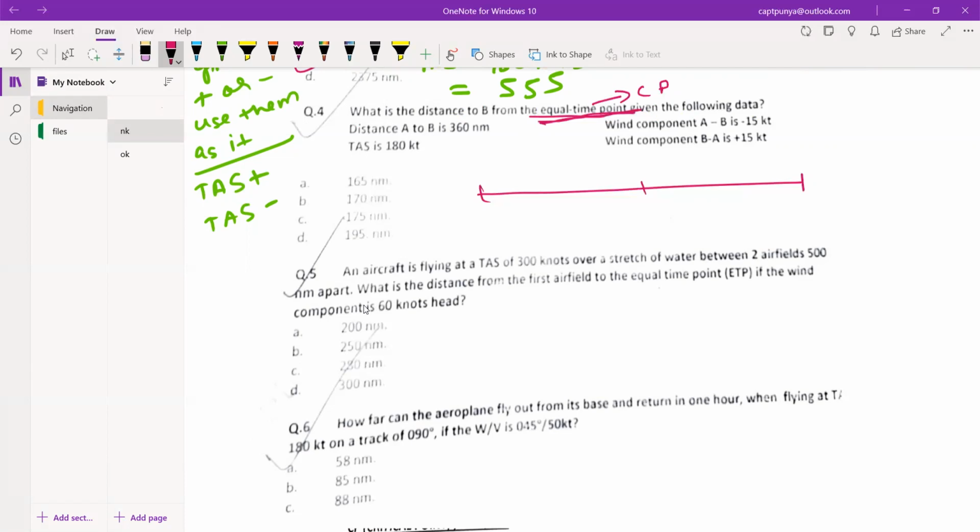So critical point: the time taken for the aircraft to fly from the critical point to the home base or to the destination is the same. That is why it is known as your critical point. Okay, so I'm going to remove this and let's just see what values are given.